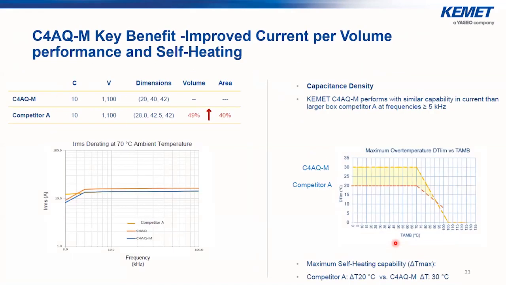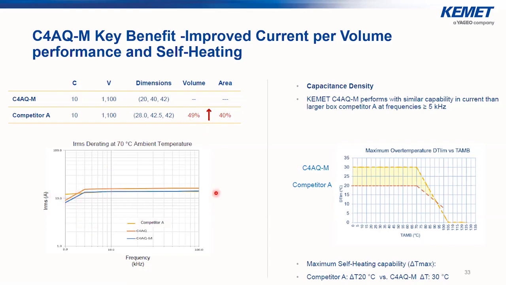Now when we compare the C4EQM to the existing solutions in the market and take, for instance, competitor A, which is well known in the market, we see that by selecting the same capacitance value and same rated voltage, we have a better volume and PCB area. That means we have almost 50% better volume than our competitors, while keeping the same rated current.